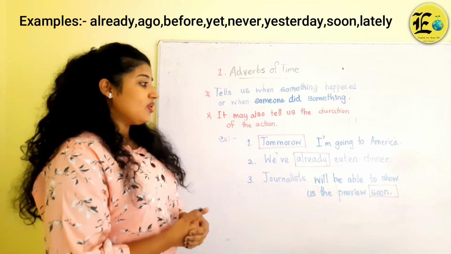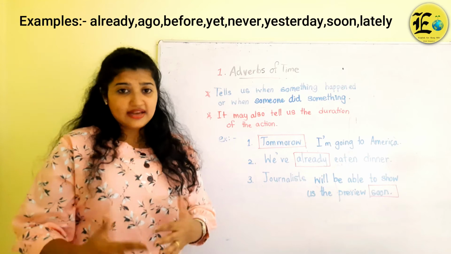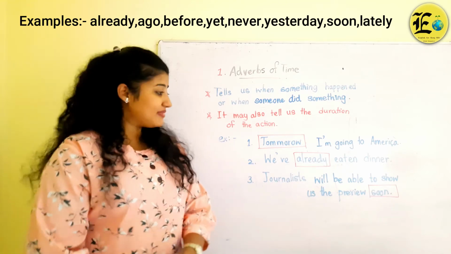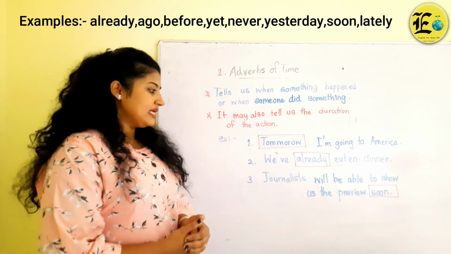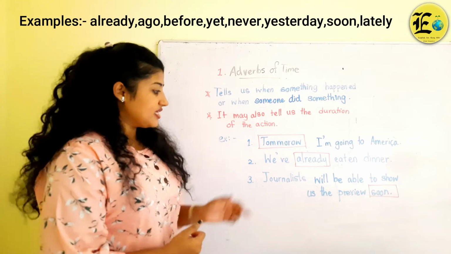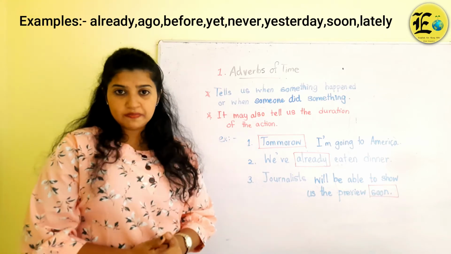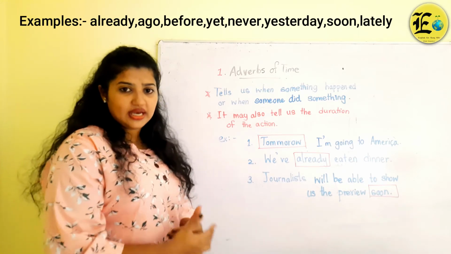Number 2, we've already eaten the dinner. So the action is already completed, and the time frame which explains when the action has been completed is described using the adverb already. Example number 3, journalists will be able to show us the preview soon. So there also it describes when the action is about to happen.